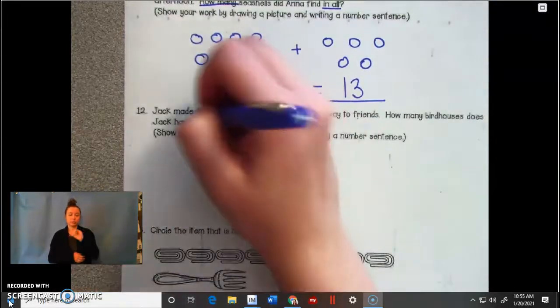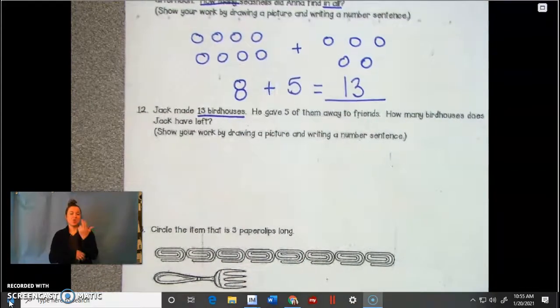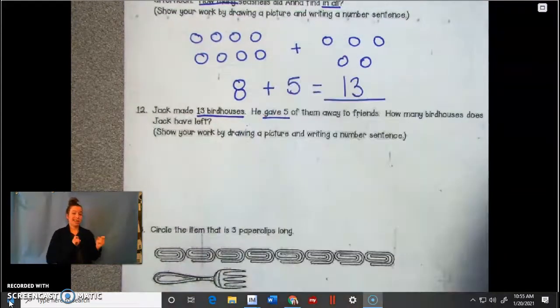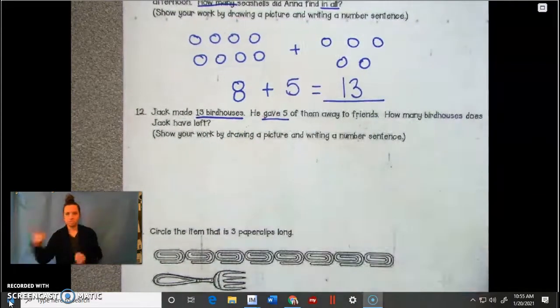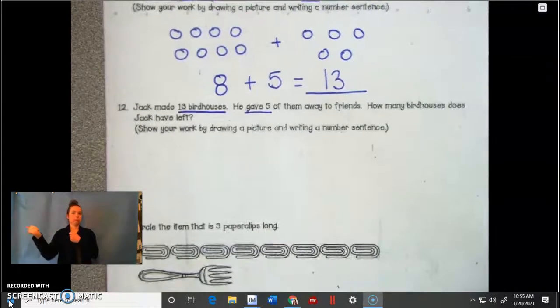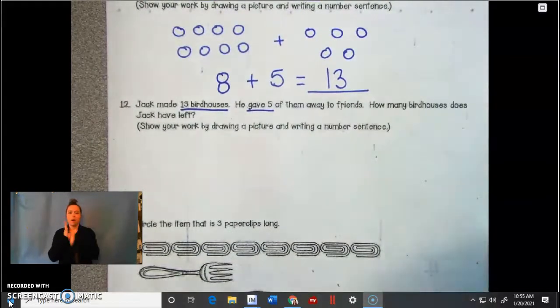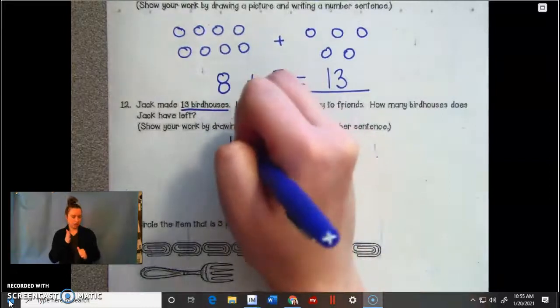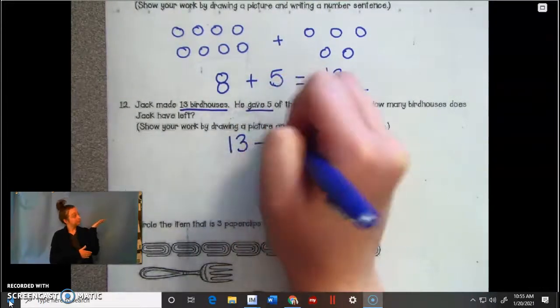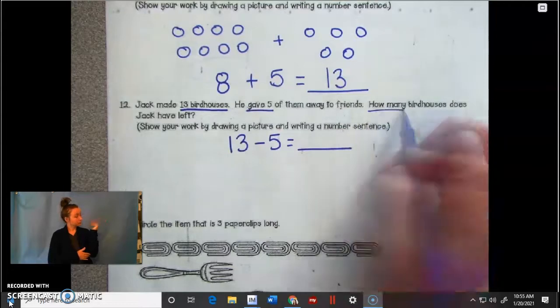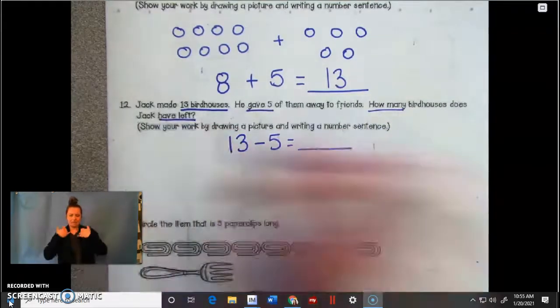All right, let's look at number 12. Jack made 13 birdhouses. He gave 5 of them away to friends. If he gave them away, does he have them anymore? No. So I'm going to do take away. I'm going to go ahead and write my number sentence so I don't forget. How many birdhouses does Jack have left?